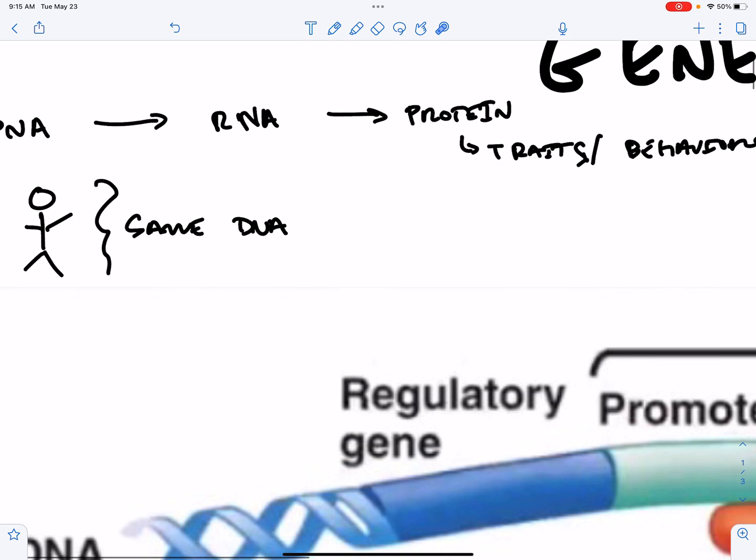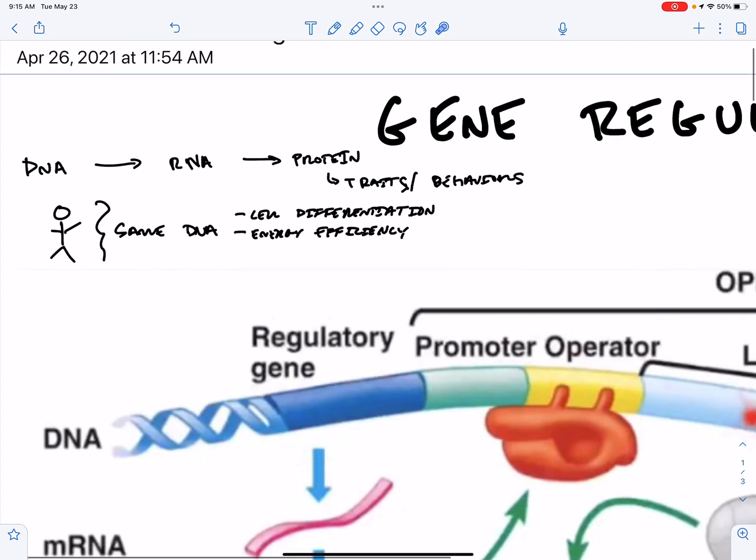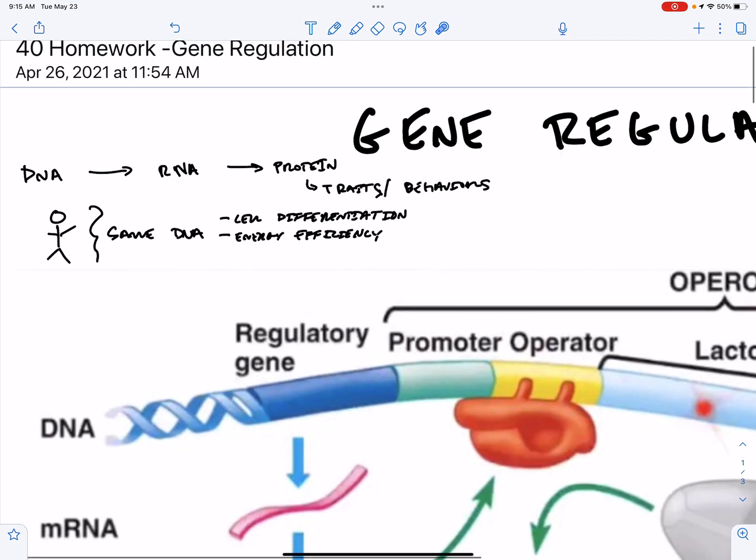This helps control what's called cell differentiation, the fact that your neurons are very different from your muscles, and it also helps with energy efficiency. So we're making sure through gene regulation that the neurons are expressing the neuron proteins and the muscles are expressing the muscle proteins. And we're also only expressing the proteins that we need when we need them.